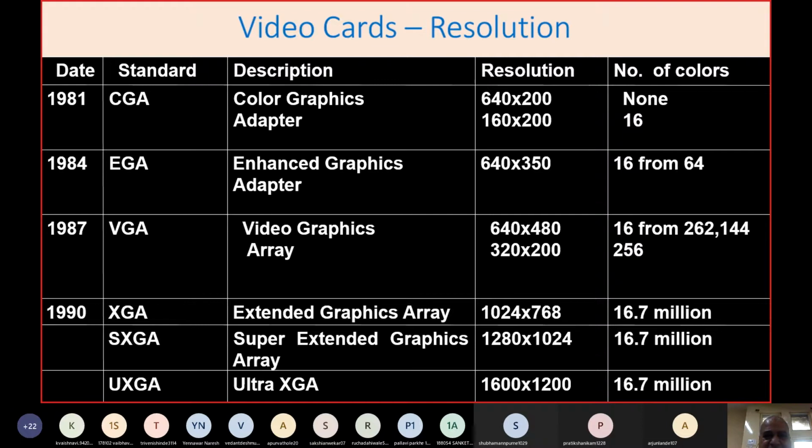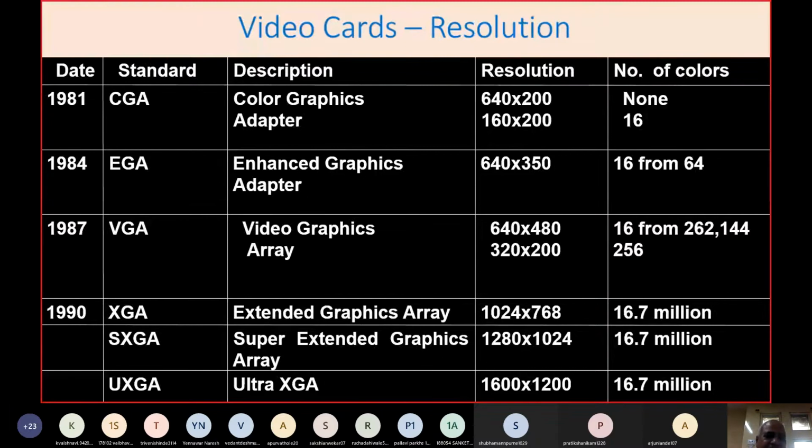Now, video cards are capable of giving different resolutions. Right from 1981, the Color Graphics Adapter was developed. Earlier to the Color Graphics Adapter, the Monochrome Graphics Adapter was there, which was capable of only two colors, black and white, or a gray color. Later on, this CGA was capable of giving 16 colors and a resolution of 640 by 200. Then this was enhanced, and that is why it is called the Enhanced Graphics Adapter, and it was capable of giving 64 colors. That means the number of colors was increased, with a resolution of 640 by 350.